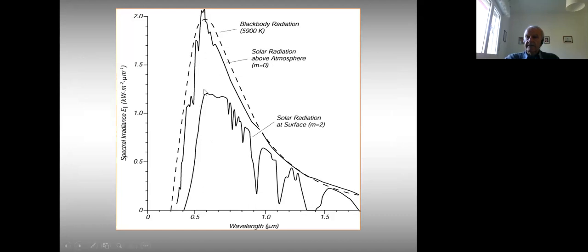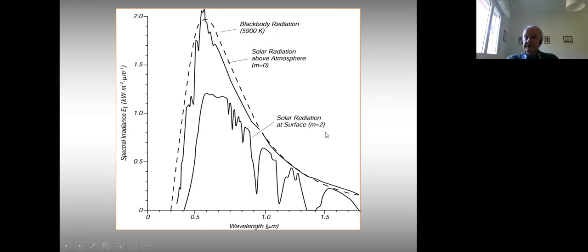Okay, here is this dashed line, the black body radiation at 5,900 Kelvin, which is the temperature of the sun, and this is the solar radiation above the atmosphere. So you can see how these two curves go together very well. The solar radiation before it comes into the ocean is very well approximated by the black body radiation at the temperature of the sun.